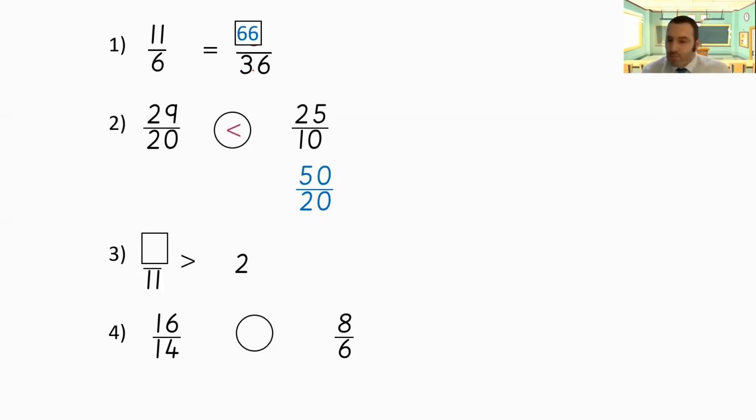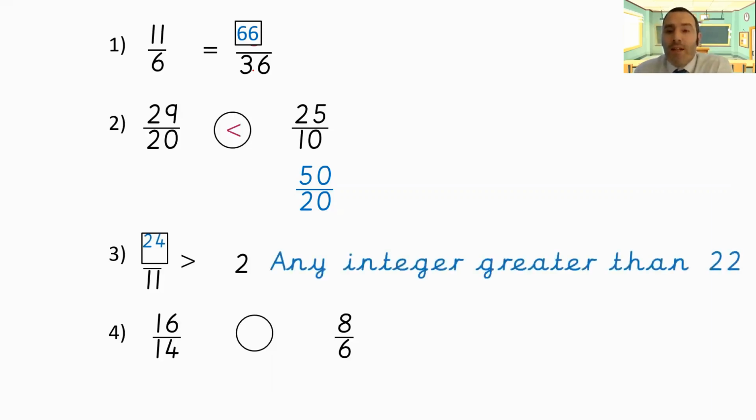Question 3. There's a multitude of answers here. You can have lots of different answers. So we need our fraction to be greater than 2. We could have 24, you could have 25, you could have 35, you could have 135. So long as it's more than 22, it will be correct.